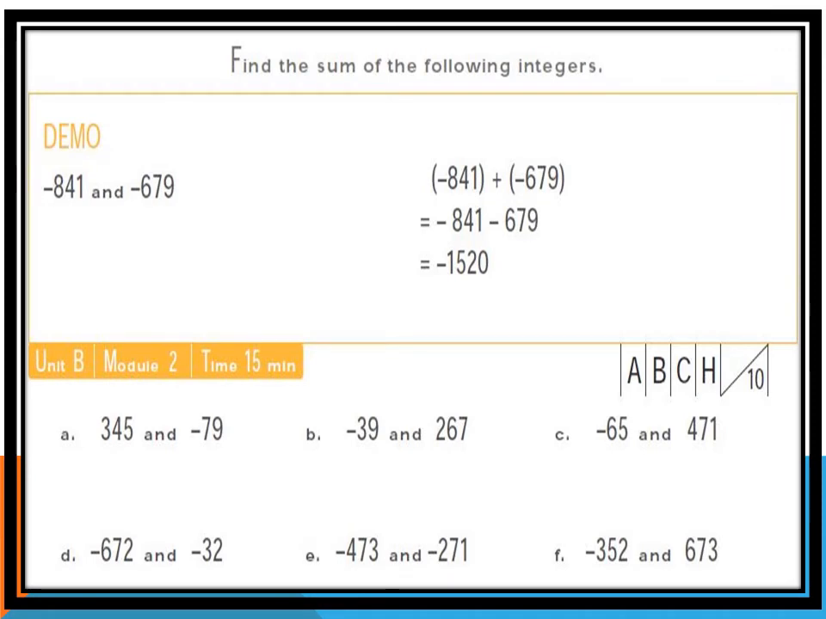So now in module number 2, we have to find the sum of the given integers. Look at the demo. We have to find the sum of minus 841 and minus 679. So in the equation form, we will write within bracket minus 841 plus within bracket minus 679. Once the brackets are broken, the negative sign of the second number comes in front, so our equation becomes minus 841 minus 679, which gives us minus 1520.